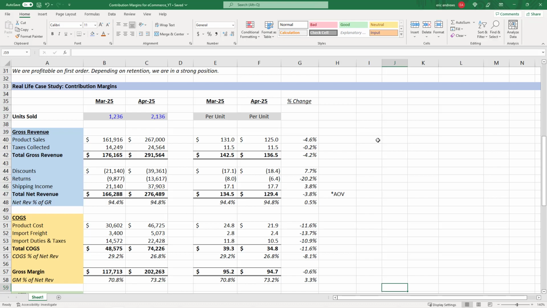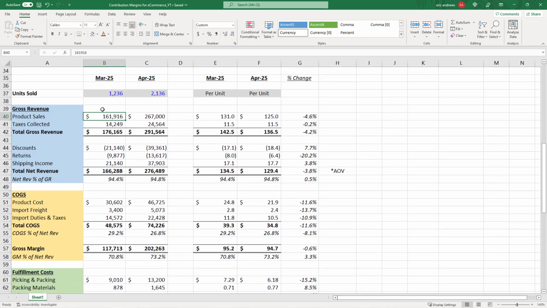So first you have your gross revenue. In this case study, we're saying that product sales go in your gross revenue, and taxes collected go in your gross revenue. So you have gross revenue of 176,291, and here are the units sold: 1,236, 2,136. So we're effectively just looking at our gross revenue per unit, and here you can see it's 142 and 136.